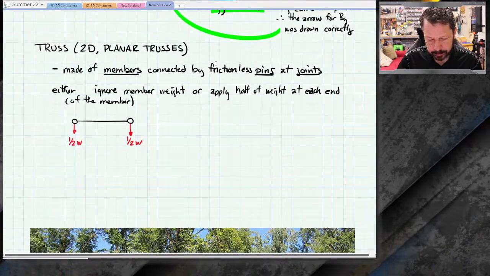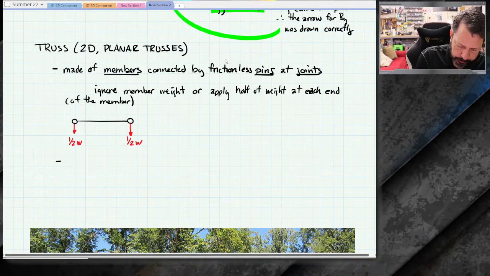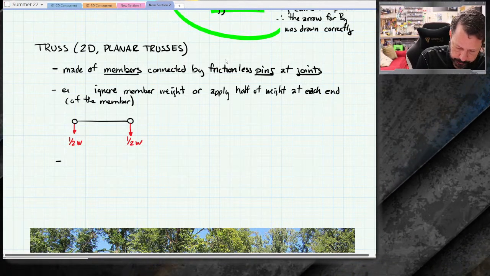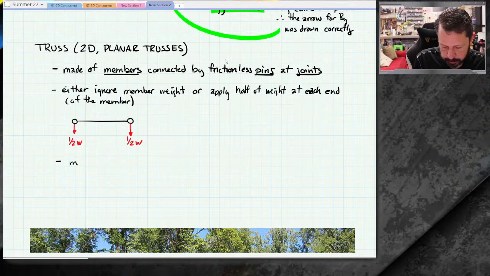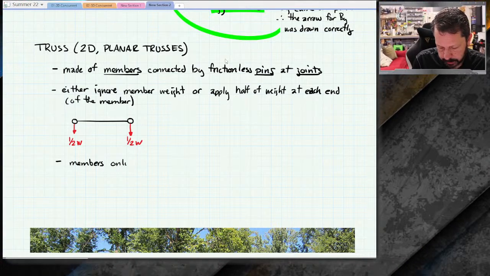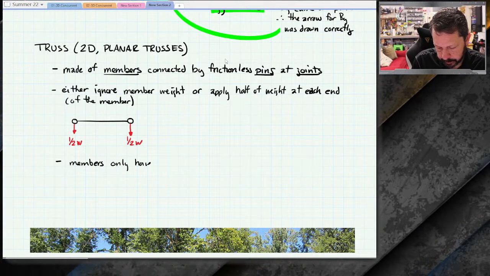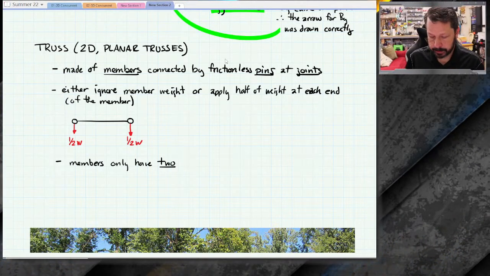Another little detail that we need to keep track of is that members only have two pins.